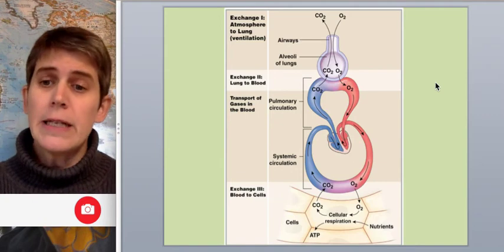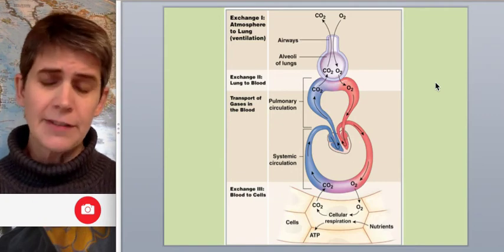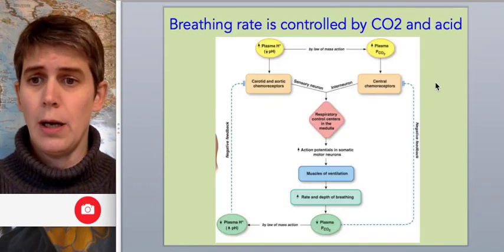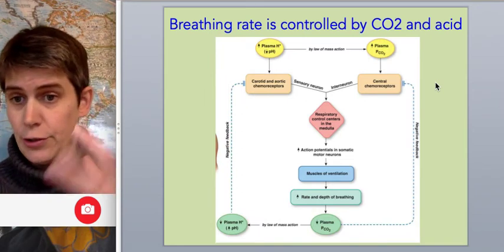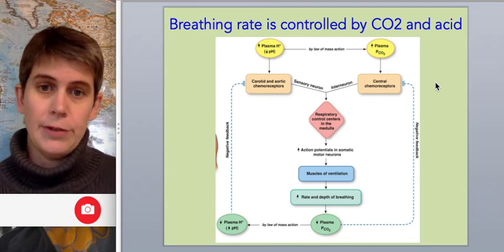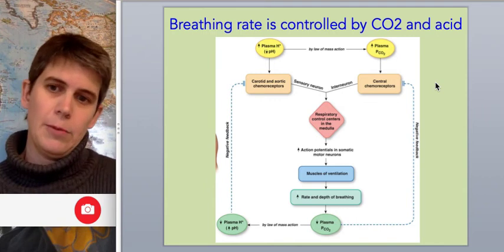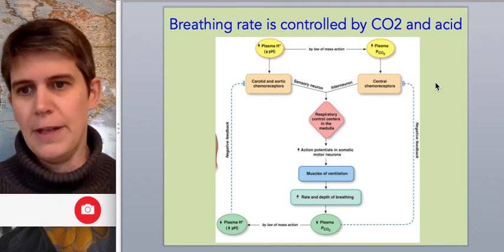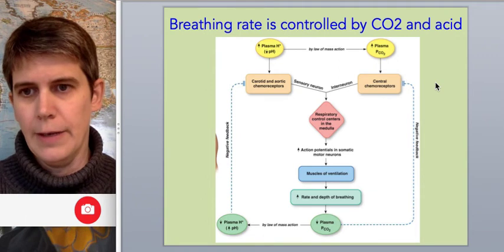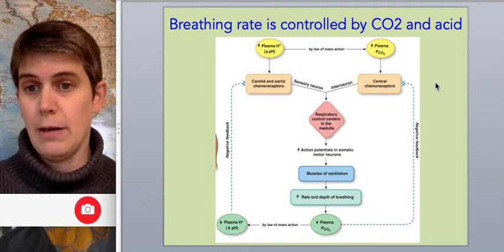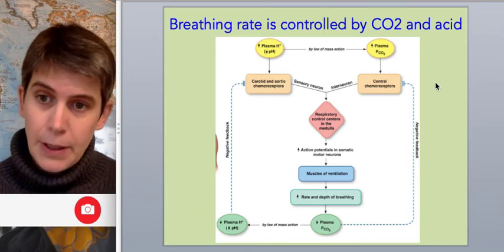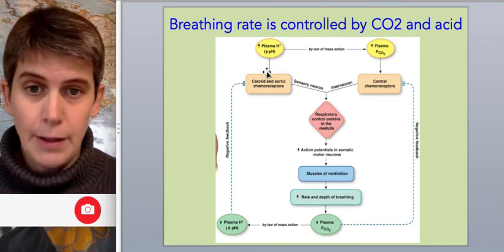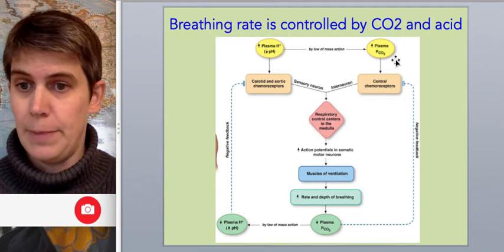So for that reason, breathing rate is actually controlled by carbon dioxide and by the thing carbon dioxide turns into, which is acid, right? We saw earlier that as carbon dioxide accumulates, it's essentially converted by carbonic anhydrase into acid and bicarbonate. Okay, so if carbon dioxide accumulates in your blood, all right, so here it is in the top right of this picture here.